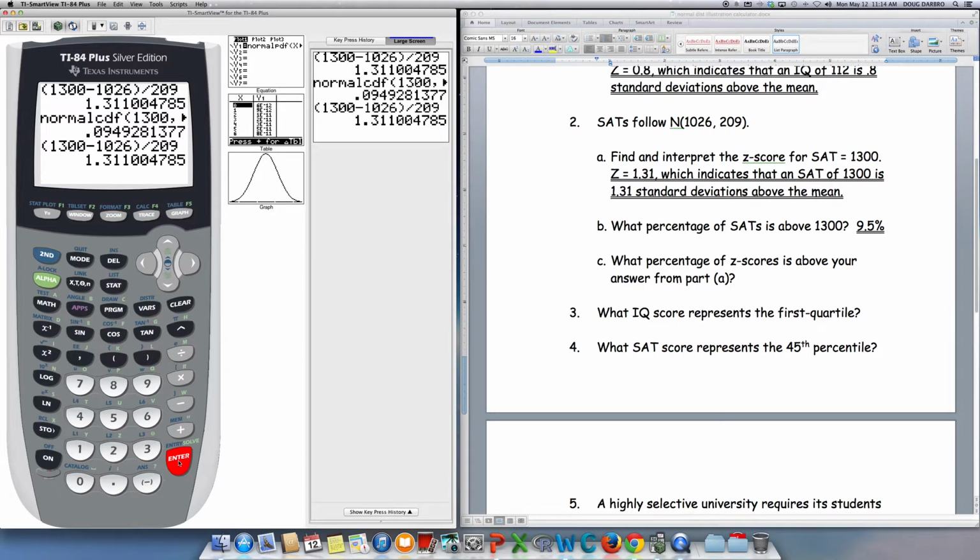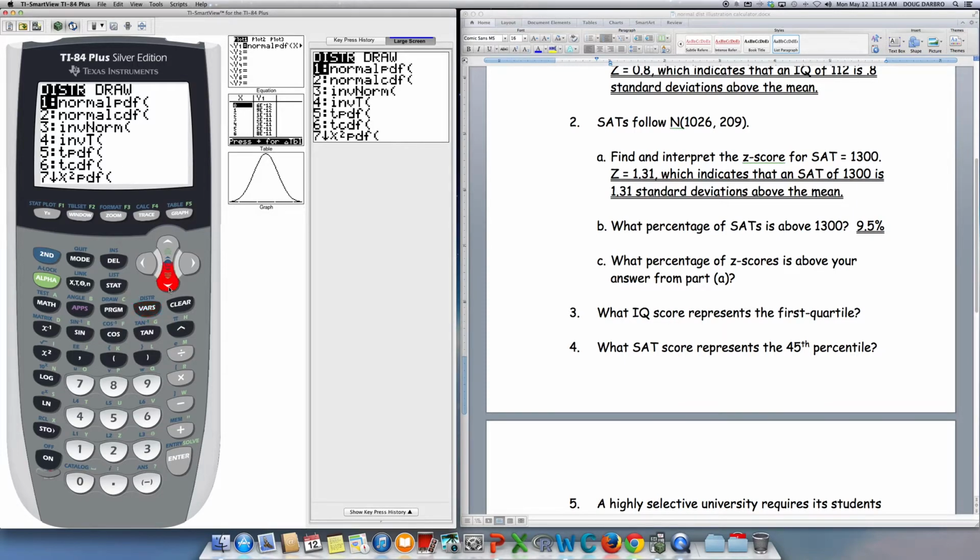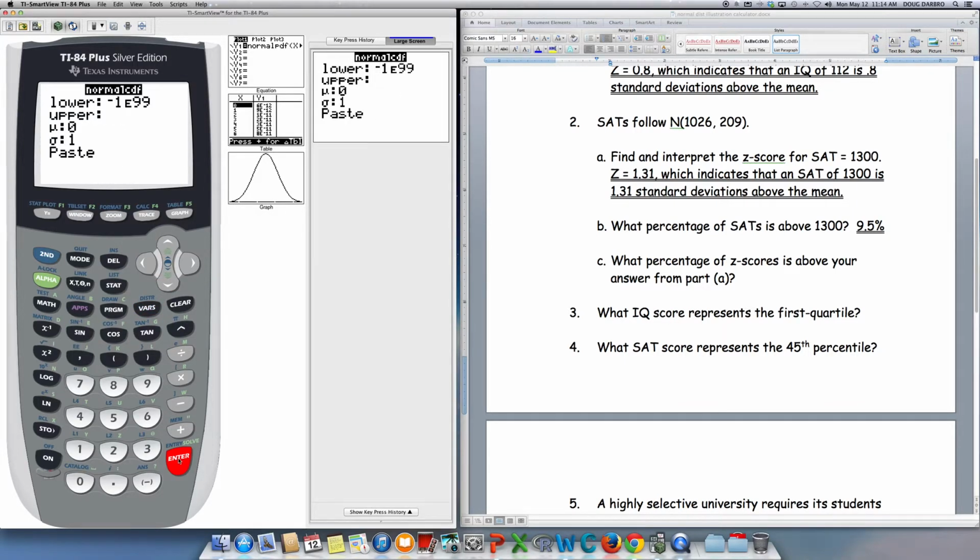Now I want that, you might say, well, you already did that. I know I did that. But I want it right there so I have it in my last entry, okay? Now that's a z-score.